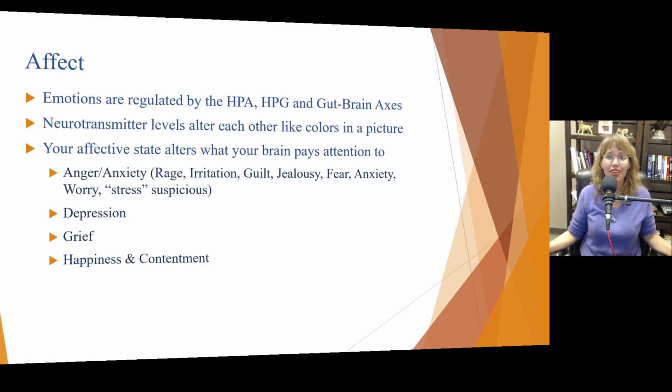Affect, emotions, how you feel, are regulated by your HPA axis, your HPG axis, and the gut-brain axis. Your neurotransmitter levels alter each other like colors in a picture, and I gave you that analogy already. Your affective state, how you feel emotionally, alters what your brain pays attention to. If you are feeling threatened, you are in that fight or flee state, that HPA and HPG axis are totally activated and ramped up. You may be feeling feelings like rage, irritation, guilt, jealousy, fear, anxiety, worry, stress, or suspiciousness. Those are all kind of synonyms for various levels of anger or anxiety. But when you're in those states, you're going to tend to pay attention to the threats or to the unpleasant things in your environment. And that is going to affect your cognitions.